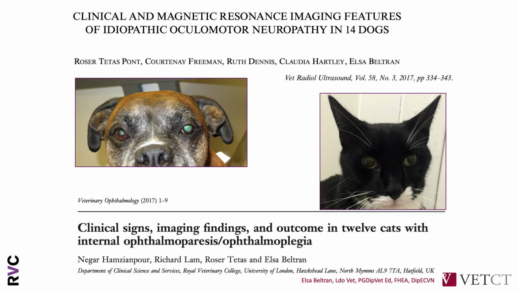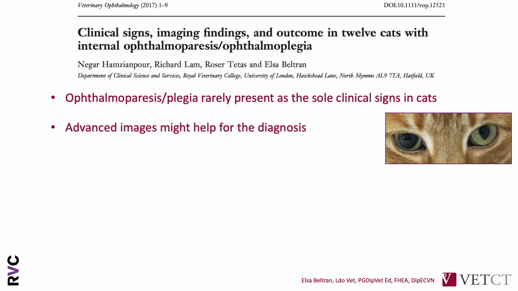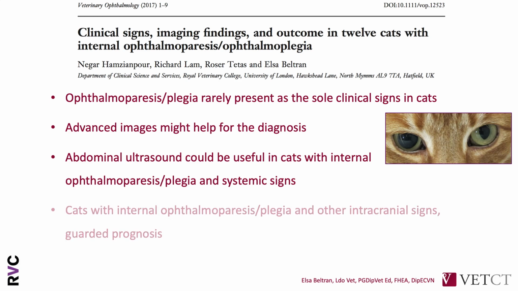And we tried to evaluate the same in cats. What happened with cats that have this idiopathic oculomotor neuropathy? It's very rare that cats present with just oculomotor neuropathy. And what we saw is that cats with, in this case, internal ophthalmoplegia and other intracranial signs had a guarded prognosis. So it's more likely that there is an underlying cause in these patients when we talk about cats with internal ophthalmoplegia or clinical signs of oculomotor neuropathy.